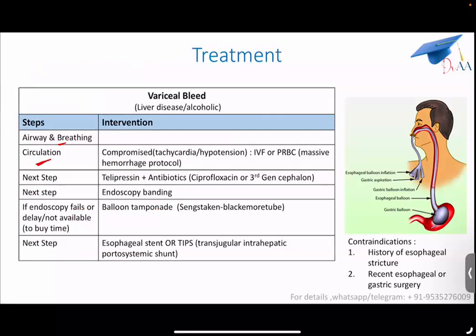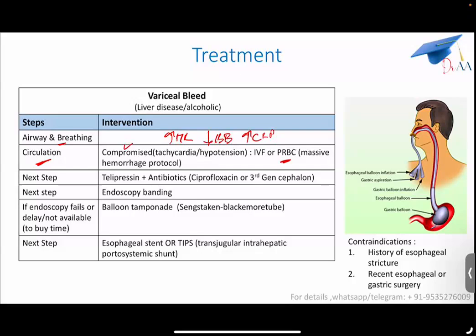Then comes circulation. There is a bleeding which is happening. There is a hemorrhage which is happening. If compromised, that means he's not hemodynamically stable, suggested by a high heart rate or a low blood pressure or a high CRT, then start resuscitating. What is the best fluid to resuscitate? Blood transfusion is the best method to resuscitate.